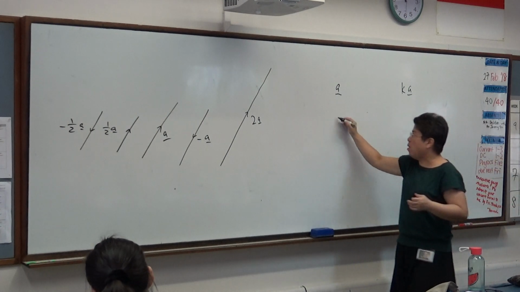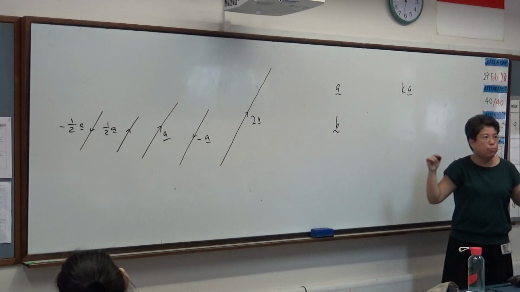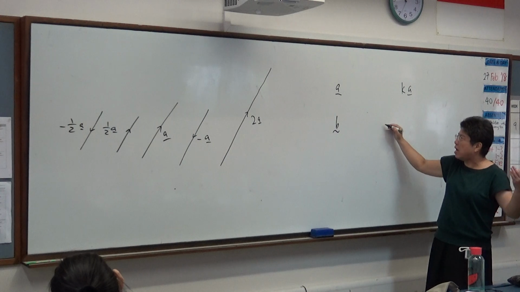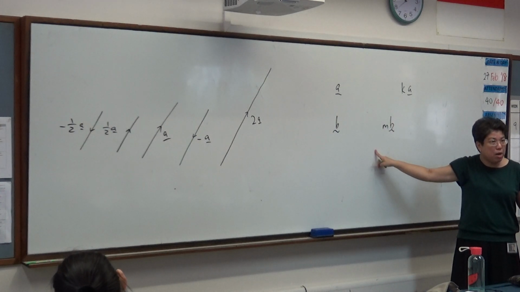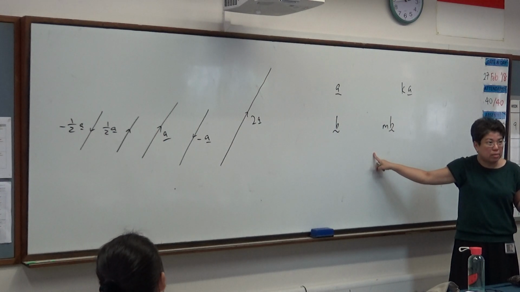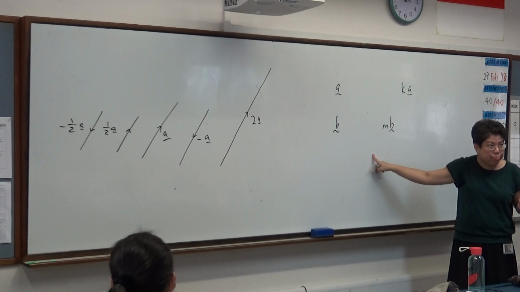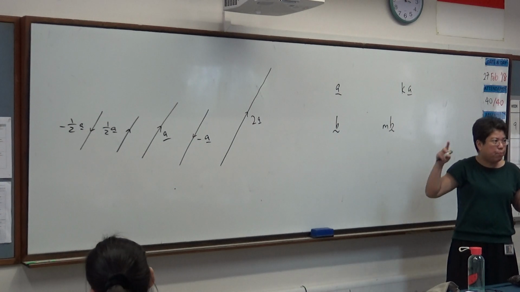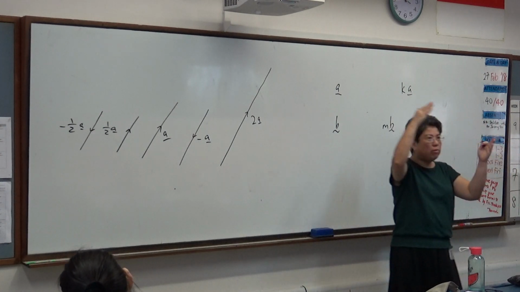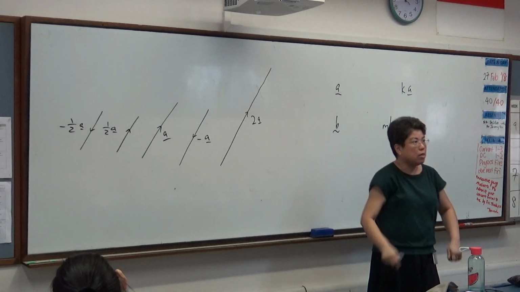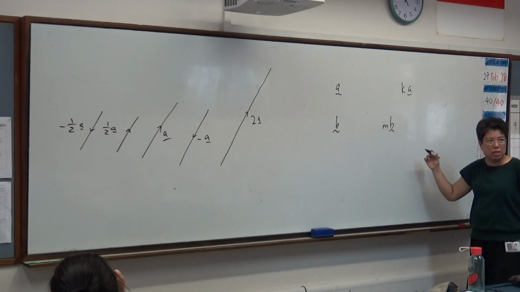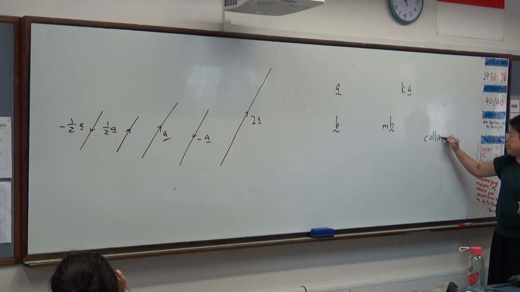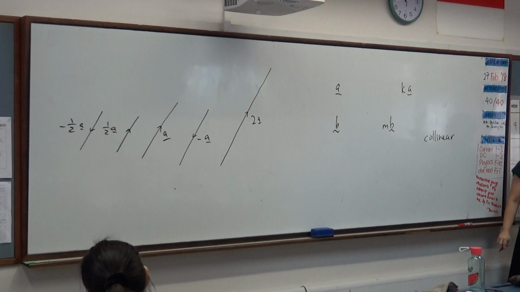So, if I want a vector that is parallel to B, it will be just maybe MB, where M is a constant. It can be a positive or negative number. It can be a fraction as well. Doesn't matter. Everybody clear? So, as long as I can prove that one is a multiple of the other, they are parallel. Yes or no? Now, there's something here. Last time we did this also. How to prove that 3 points are collinear?